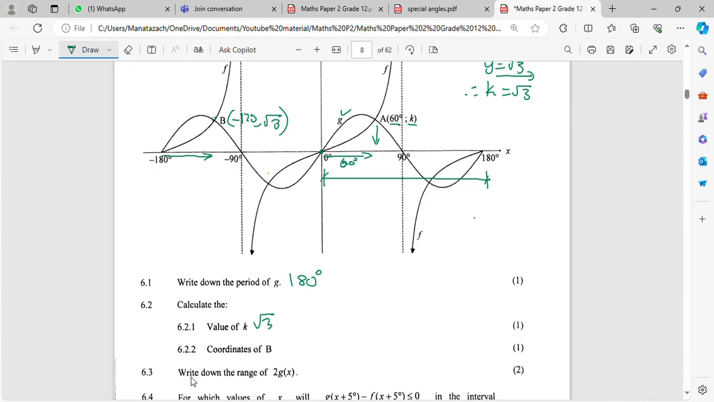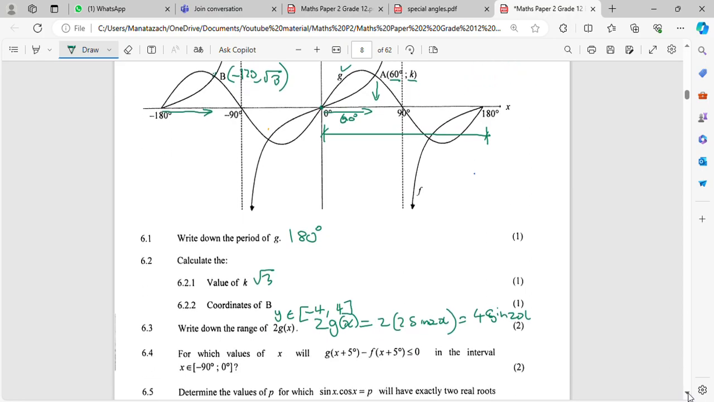And then write down the range of 2g(x). So 2g(x) means you'll be multiplying the graph of g of x, which is already 2 sine of 2x. So that will give us 4 sine 2x. So here the range is going to be the value of 4. So it's going to be minus 4 to 4. Those are the values of y. So we can say y is an element of minus 4 to 4. So that is it with the range.